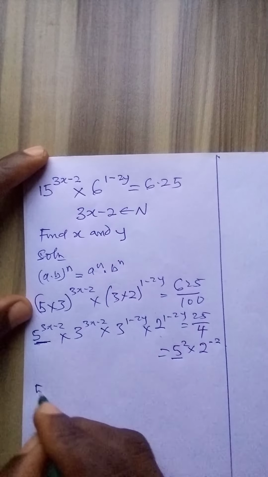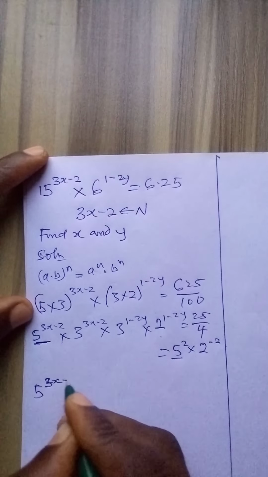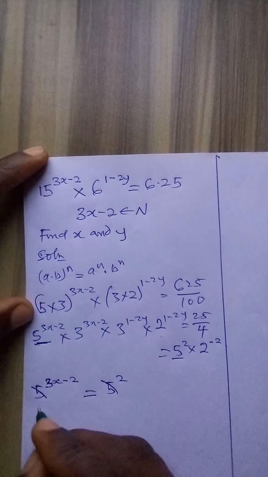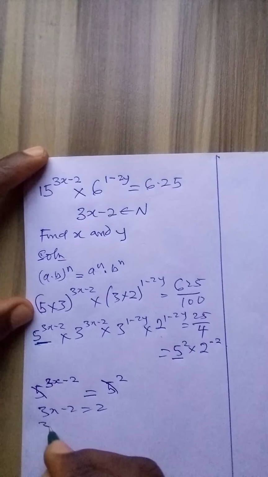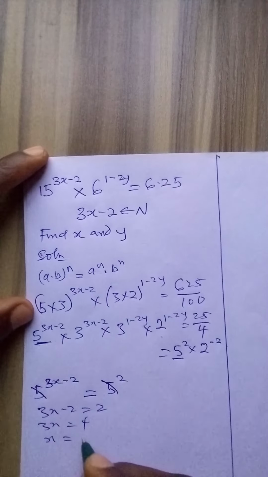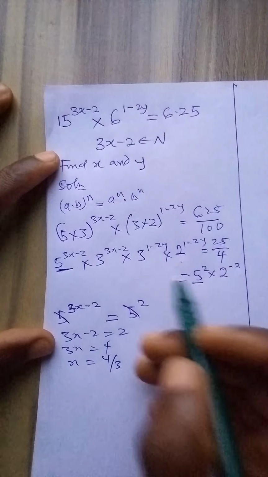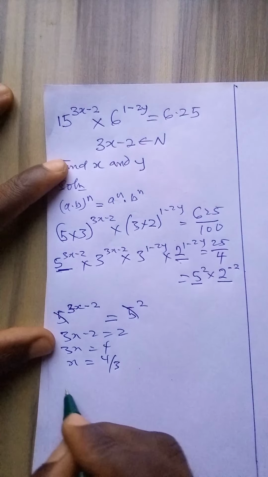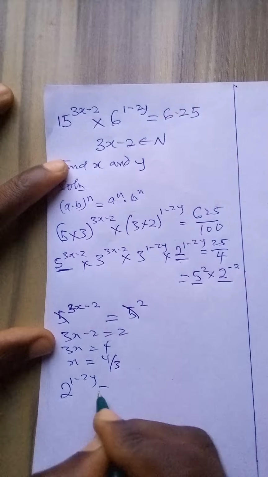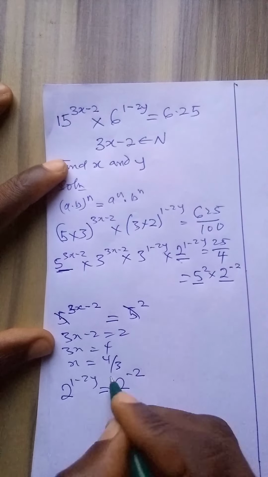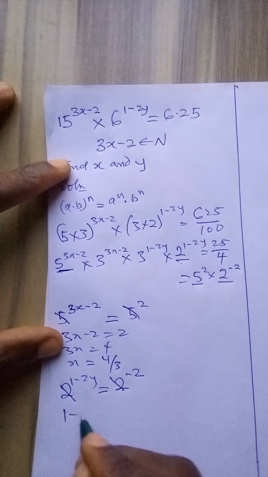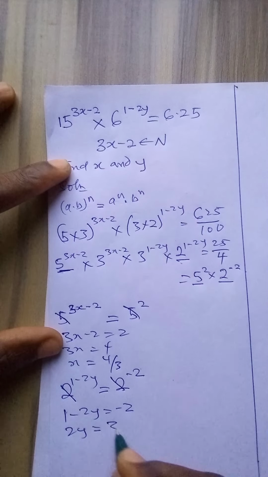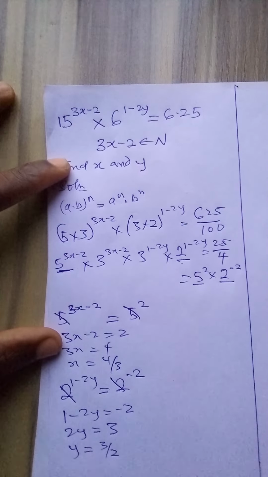So I now have 5 to power 3x minus 2 is equal to 5 to power 2. This 5 will cancel this 5, remaining 3x minus 2 equals 2, and so 3x is equal to 4, or x is equal to 4 over 3. Also equating powers of base 2, that is this and this, I have 2 to power 1 minus 2y is equal to 2 to power minus 2, where this and this will cancel out, remaining 1 minus 2y equals minus 2, and so 2y equals 3. So y equals 3 over 2.